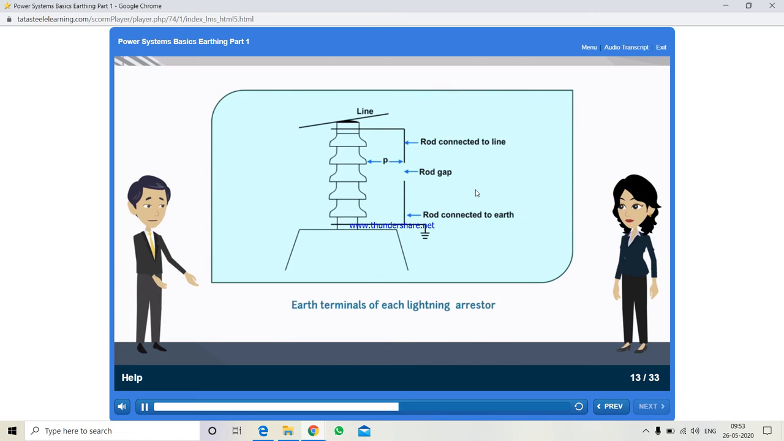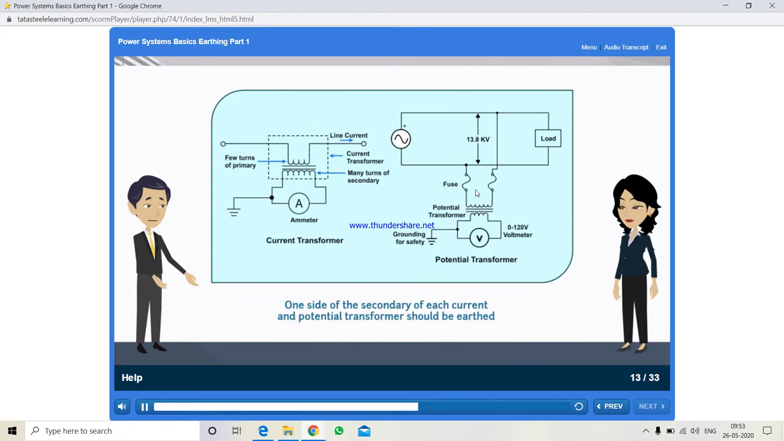No, there is more. The earth terminals of each lightning arrestor should be earthed. As you can see here, one terminal is connected to the live line and the other terminal is connected to earth. Further, as you can see here in these diagrams, one side of the secondary of each current and potential transformer should be earthed.